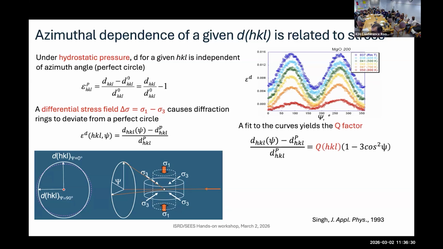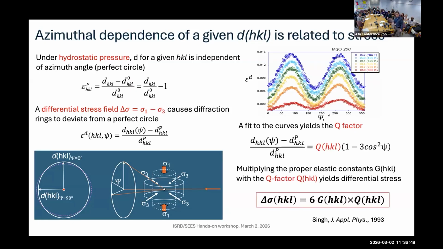Typically, you get these wiggles. These wiggles can be fit typically with this kind of formula. You have a Q factor, which depends on the indices of your diffraction lines, HKL. And then you have this azimuth dependence. This is what we call Singh theory, right? In 1993, I think Singh presented this paper in Journal of Physics.